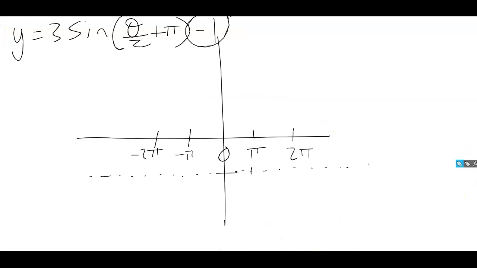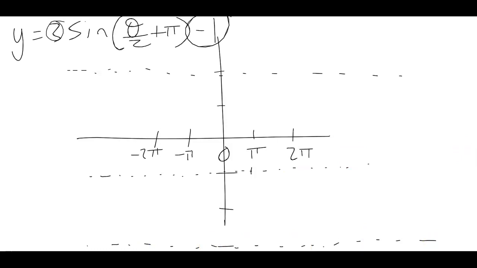All right, so this number here in the front is our amplitude. So I'm going to go up 3 from the midline. 1, 2, 3. And that's where I'm going to be putting the maximum. And then I'm going to go down 3, and that's where I'm going to be putting the minimum.